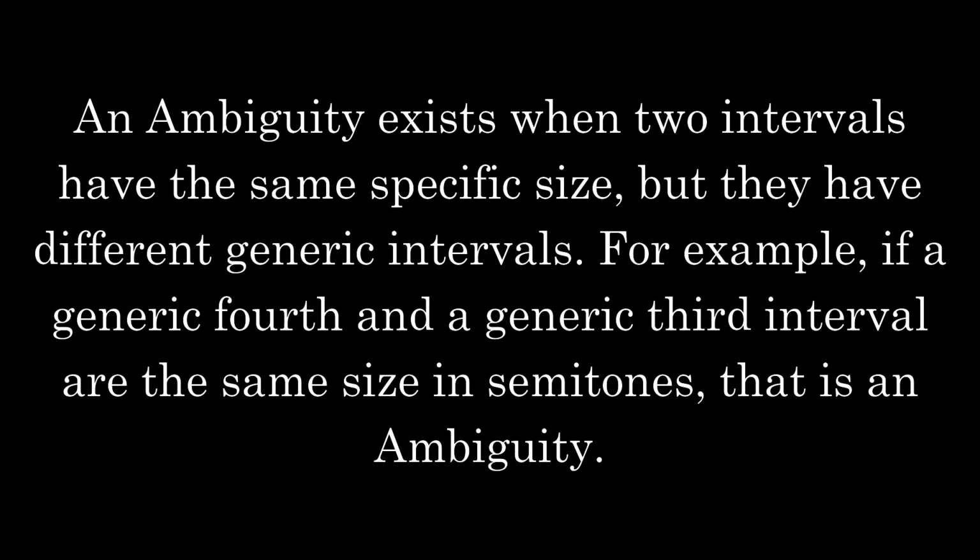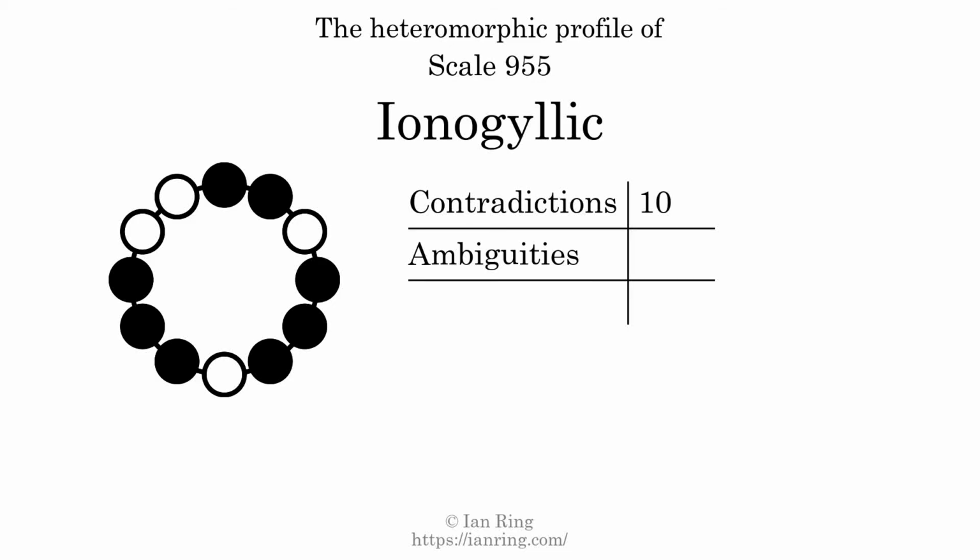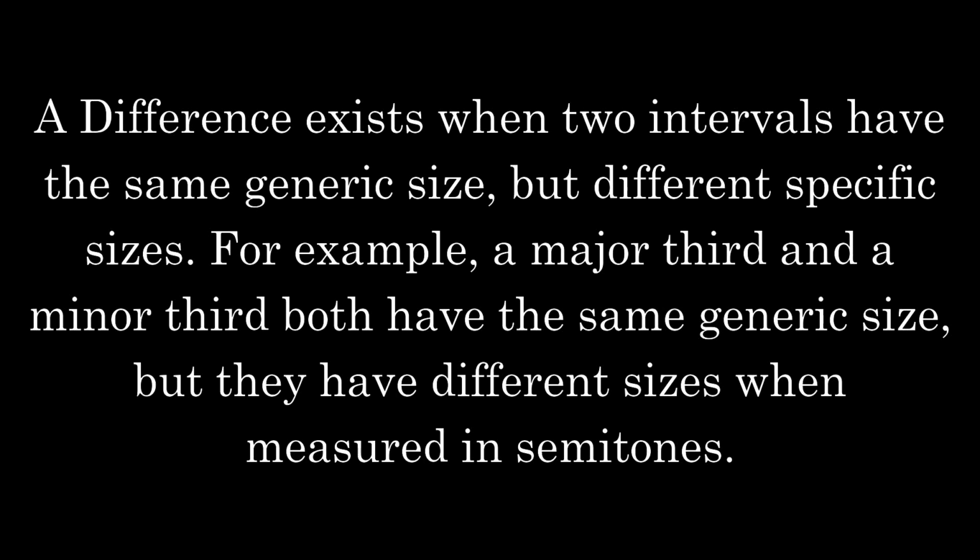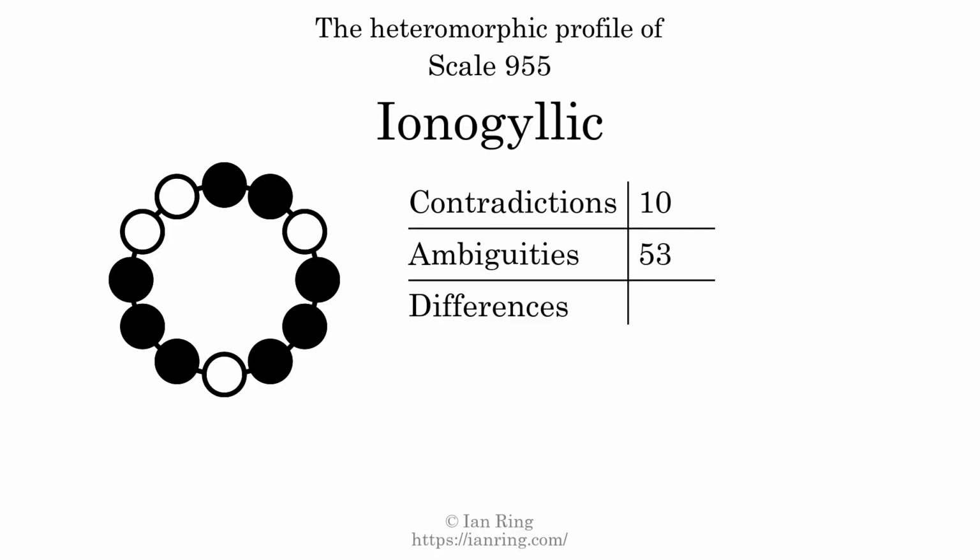An ambiguity exists when 2 intervals have the same specific size, but they have different generic intervals. For example, if a generic fourth and a generic third interval are the same size in semitones, that is an ambiguity. The number of ambiguities in this scale is 53. A difference exists when 2 intervals have the same generic size, but different specific sizes. For example, a major third and a minor third both have the same generic size, but they have different sizes when measured in semitones. The number of differences in this scale is 129.